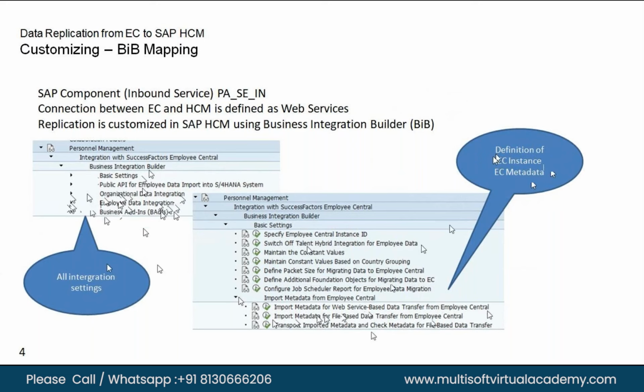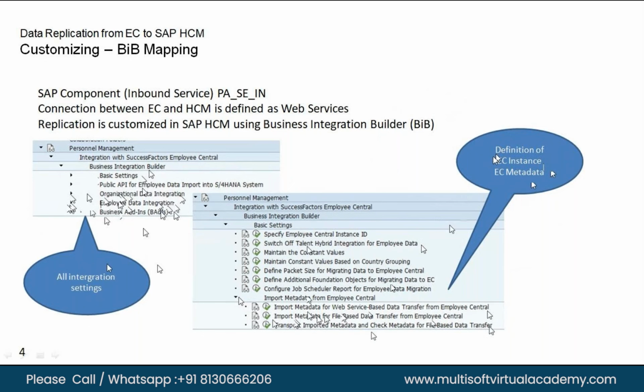We need to download the metadata from Employee Central, and then download it to the local desktop, and we need to import from the local desktop to this node, so that all the EC fields will be available in the ECPO underscore field table. There is a table where we can map the EC fields to relevant info types and info type fields.